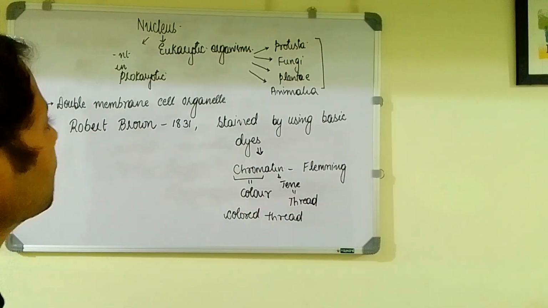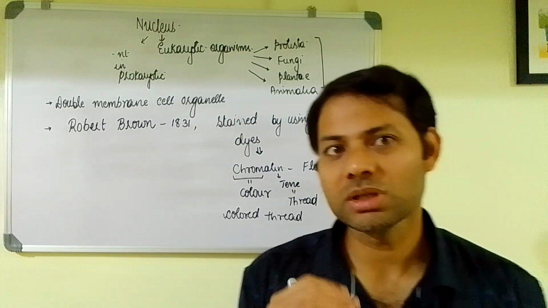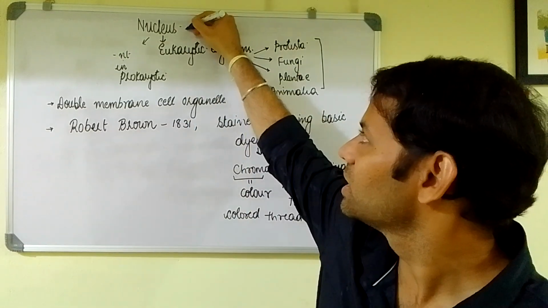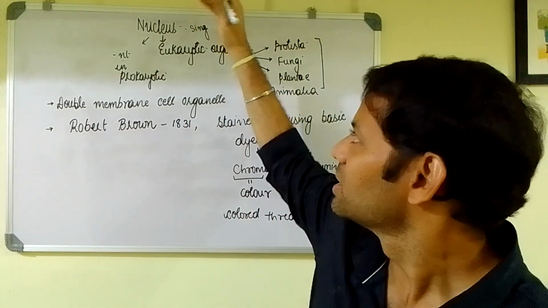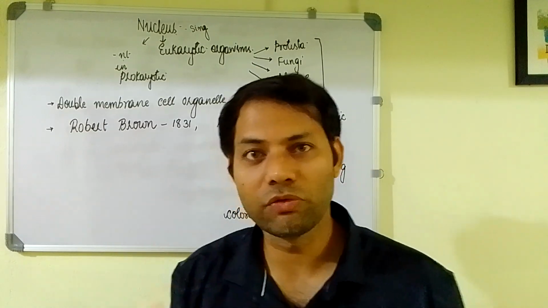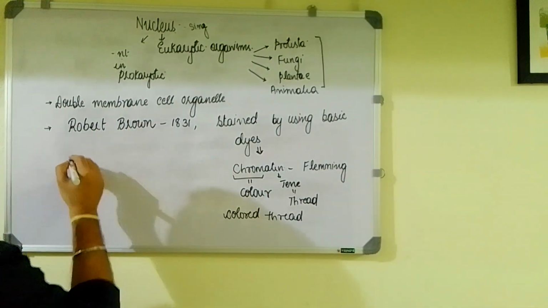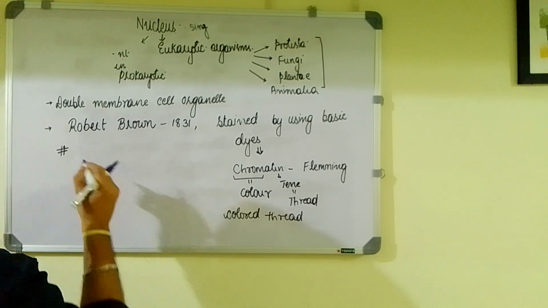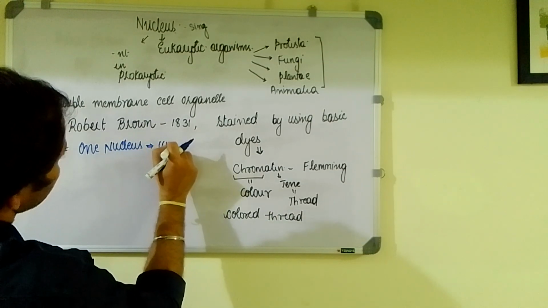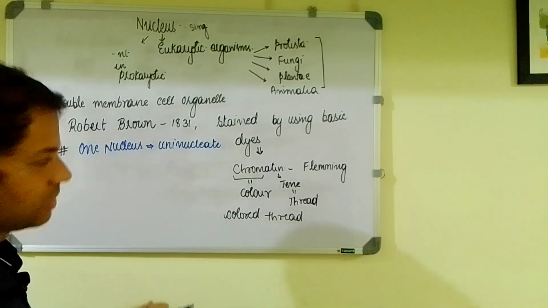Now, based on the number of nuclei, how many nuclei are present in the cell? When I use the word nuclei, I am talking about more than one nucleus. When I use the word nucleus, it means a single nucleus. The plural form is nuclei. Generally most of the cells have only one nucleus. If a single nucleus is present in the cell, this is called the uninucleate condition, or mononucleate.